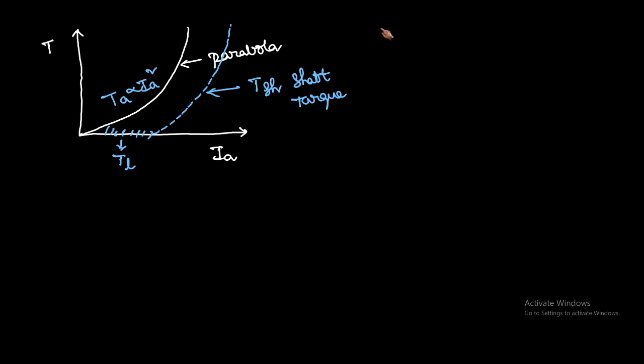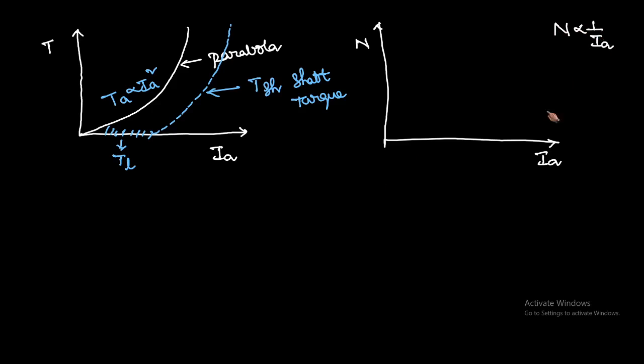Let us draw another characteristic of the DC motor, that is speed versus the armature current. We are already given the equation: speed is inversely proportional to armature current. Whenever the armature current increases, the speed will decrease. It will follow like this. Next, let us see another characteristic, that is speed versus torque.